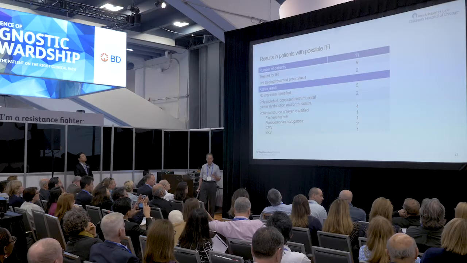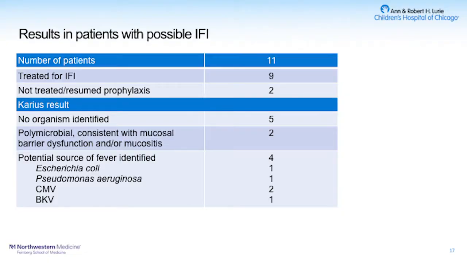I'm just going to summarize the patients with possible invasive fungal infection and with suspected invasive fungal infection as a group. There were 11 patients with possible invasive fungal infection. 9 of these were ultimately treated for invasive fungal infection, even though clinical testing did not demonstrate a specific organism. And of these patients, 5 of them had negative Karius testing, which raises the question of whether or not a negative test could allow us to avoid prolonging antifungal exposure in some of our patients.